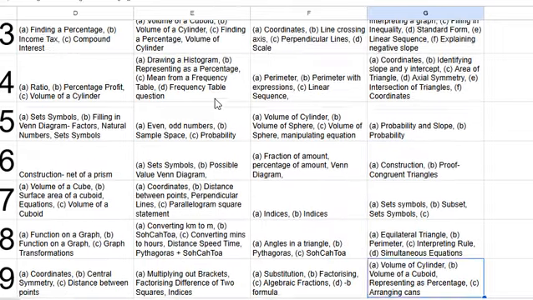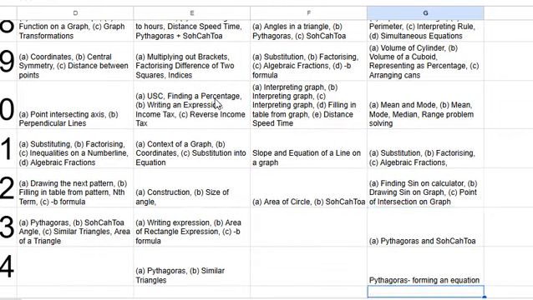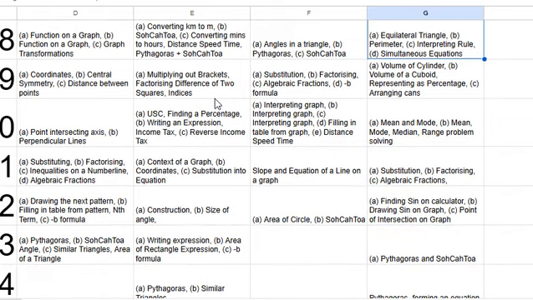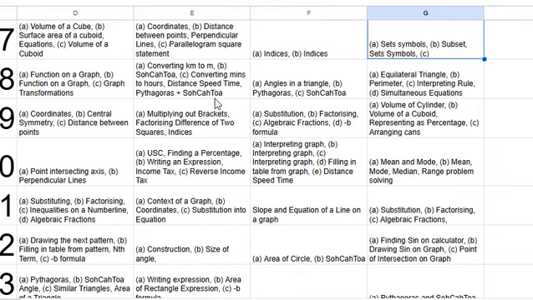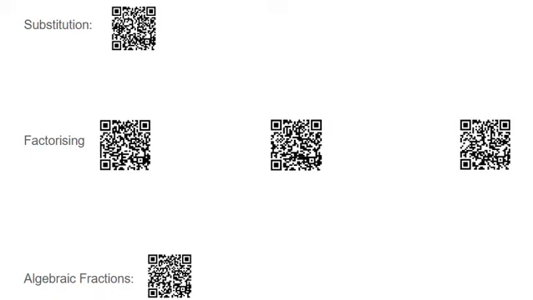And then in that 2021 paper that I mentioned earlier, in question 11, it was substitution, factorizing and algebraic fractions. You can see that generally some kind of factorizing will come up. Substitution will always come up in some part of the paper. Algebraic fraction seems popular there, and minus b formula. And those are the topics that I showed you here.